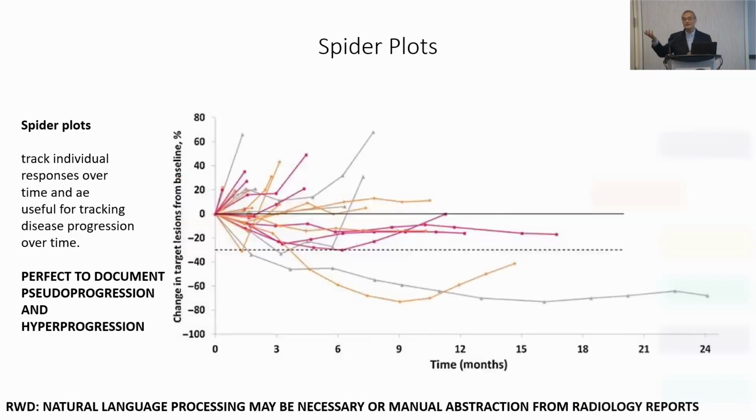So one of the things you can do is to plot the growth of these tumors. And then you might see in some cases it grows and then it shrinks. That's pseudo progression. You see it go like this and then start to go crazy in terms of growth.